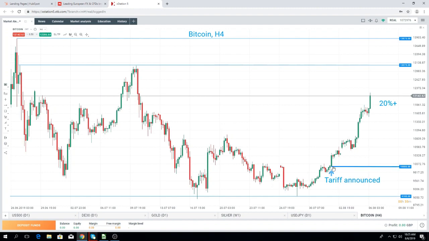You can see the market was trading around 10,000 there, and this morning it's pulled up above the $12,000 mark. So that's a 20% gain since just Thursday, and this has really coincided with that move higher that we've seen in gold, silver, and Japanese yen, whilst we've also seen stock markets declining.